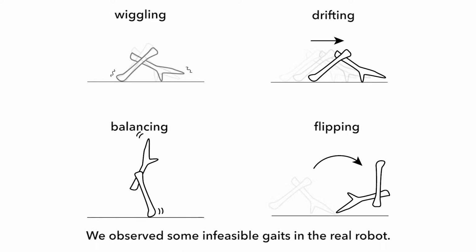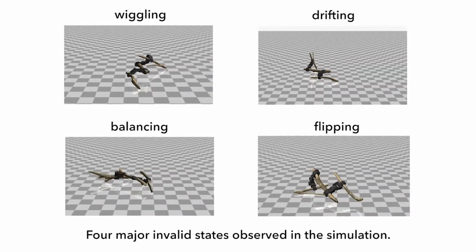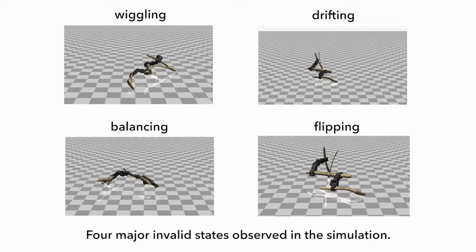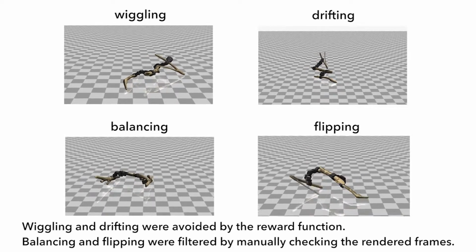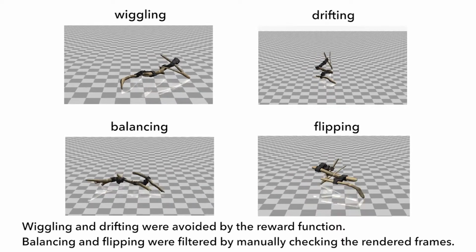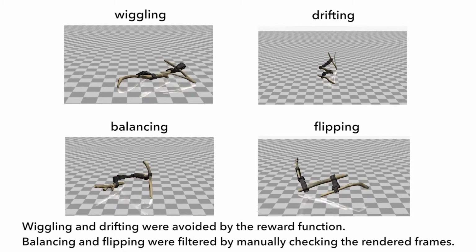We observed some infeasible gaits in the real robot. 4 major invalid states were observed in the simulation. Wiggling and drifting were avoided by the reward function. Balancing and flipping were filtered by manually checking the rendered frames.